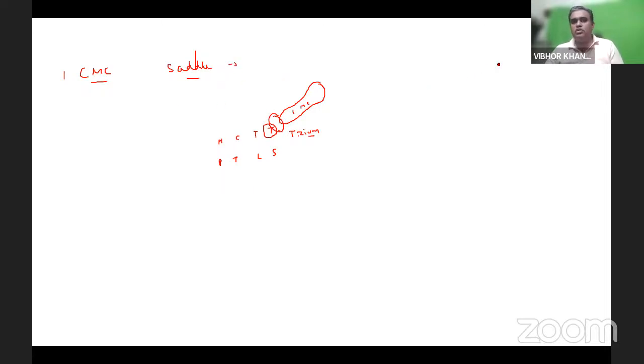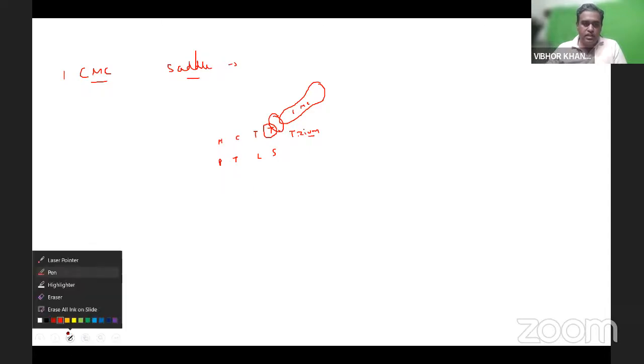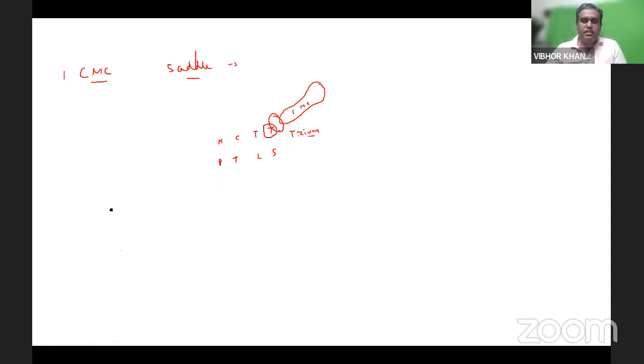But it is a 5 marks question. You have to make diagrams. You can't think, okay, I just know saddle variety, I will write saddle, and they will give me 5 marks.